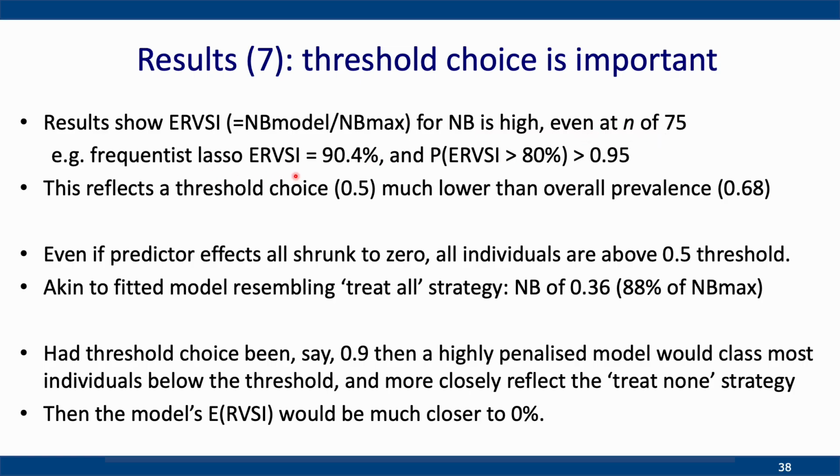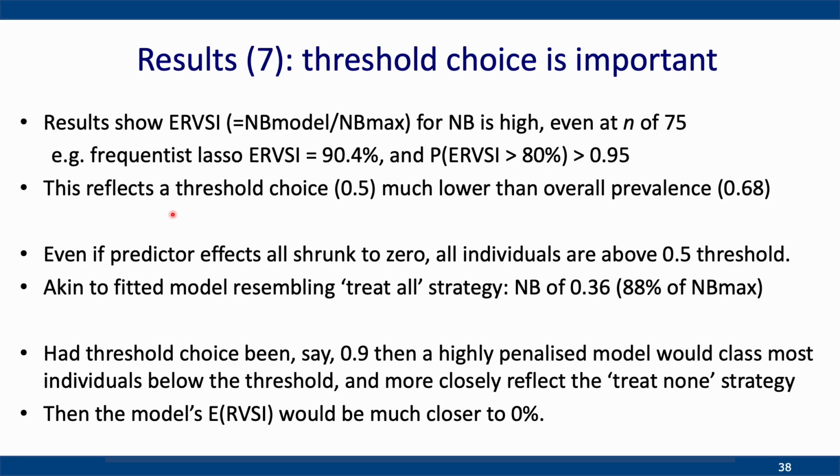So the Frequentist lasso has a 90.4% expected net benefit compared to the reference models, and the probability of obtaining a net benefit of 80% or more is 95%. So a probability of 0.95 that the net benefit of the model you develop is going to be 80% or more of the reference model's net benefit.